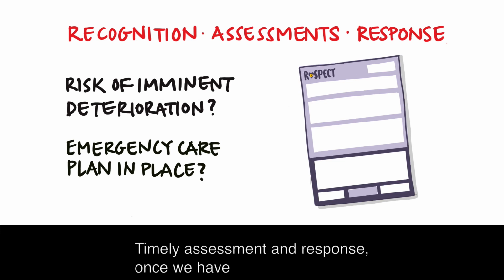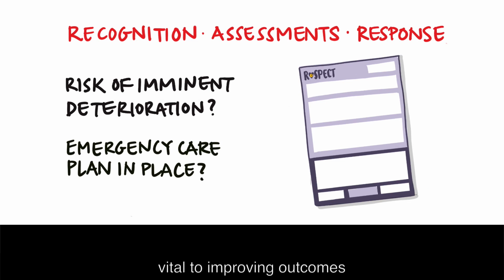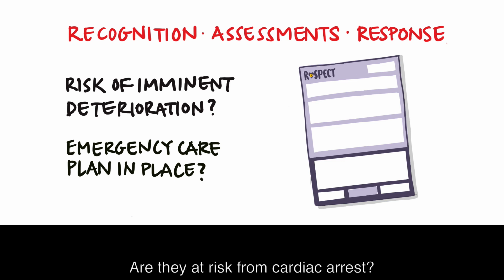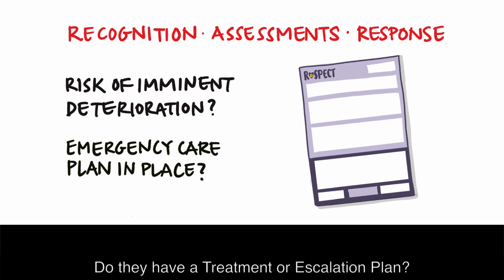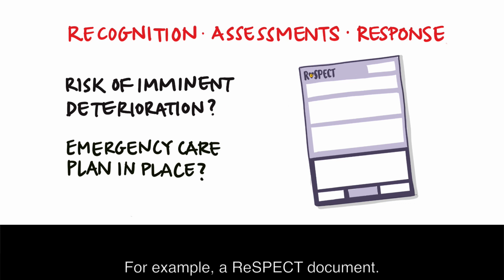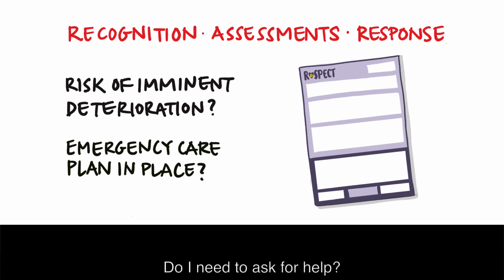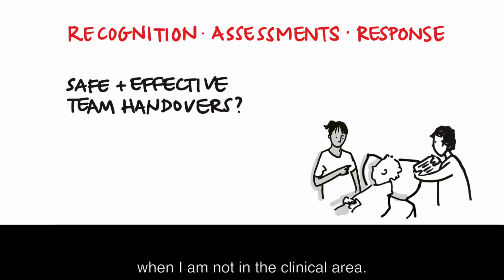Timely assessment and response, once we have identified a deteriorating patient, is of course vital to improving outcomes. Consider, how quickly are they deteriorating? Are they at risk of cardiac arrest? What is the plan if this patient gets worse? Do they have a treatment or escalation plan, for example, a respect document? Should we initiate a respect document? Do I need to ask for help? How am I going to make sure this patient is cared for when I am not in the clinical area?